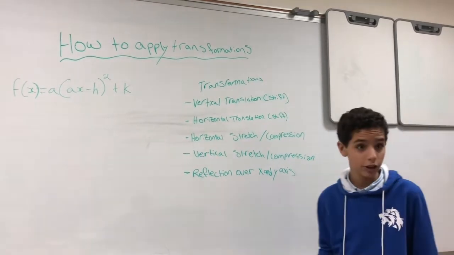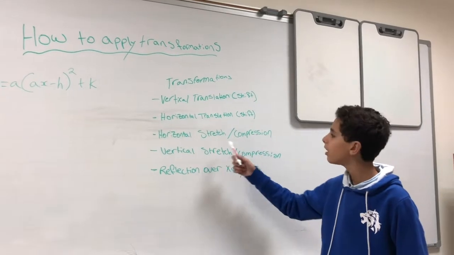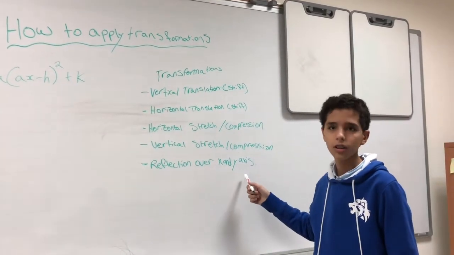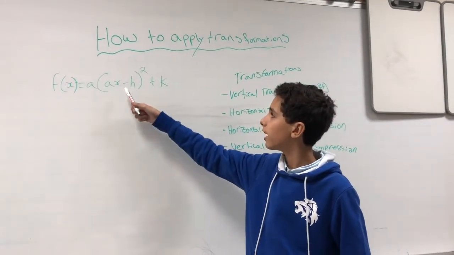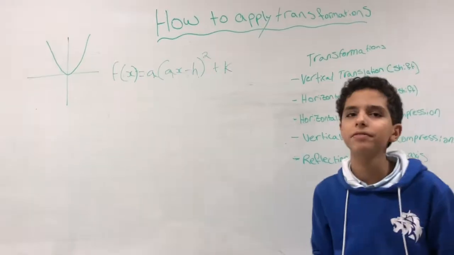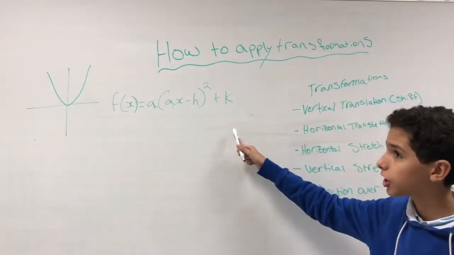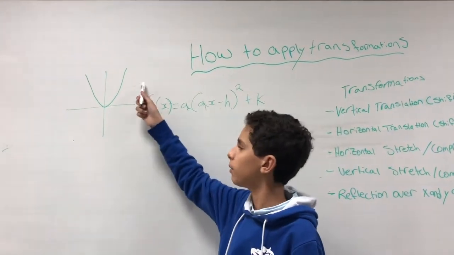Abdullah, your answer is partially correct, as it consists of other factors, such as horizontal stretch or compression, vertical stretch or compression, and reflections over the x and y axis. So let's start with an example over here. We have f(x) = a(x - h)^2 + k. As you can see, this is an example of a quadratic function, which is graphed here and has a parabolic shape.